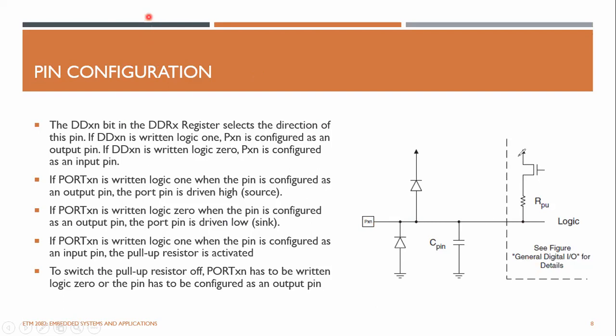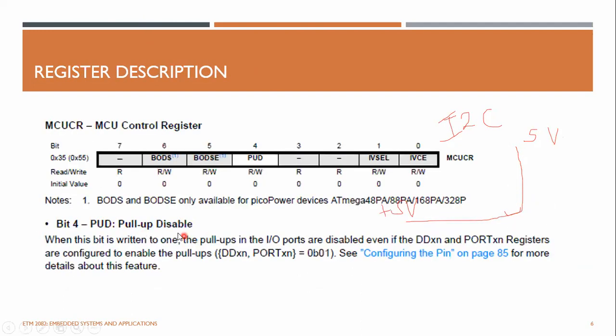For some applications, most of the time like I2C communication, two-wire communication, you have to keep this pin as 5 volt. This is 5 volt. So you have to enable this pull-up resistor. So what you need to do is just keep this. You should not disable this, right? Just keep it as default 0.